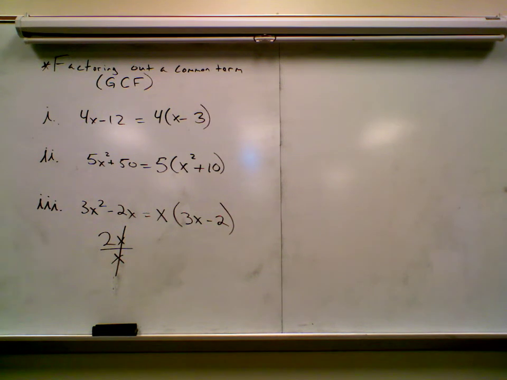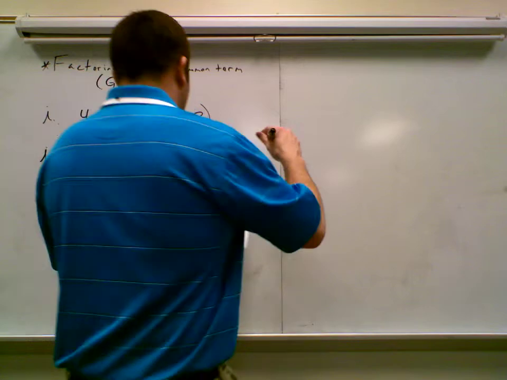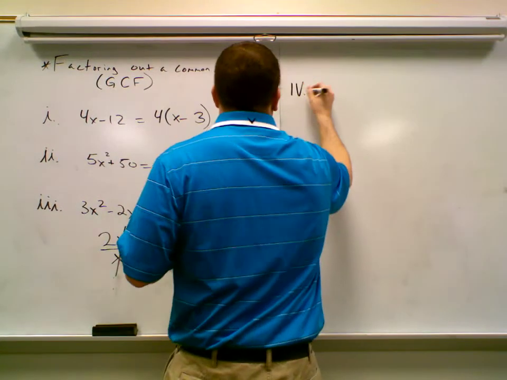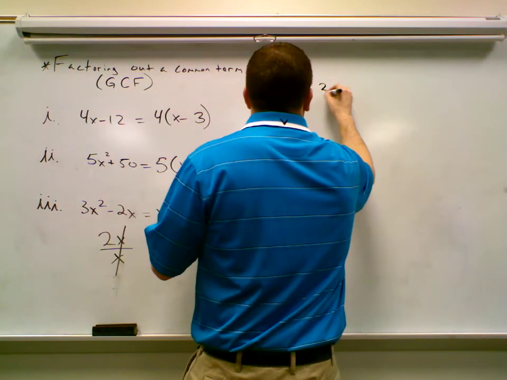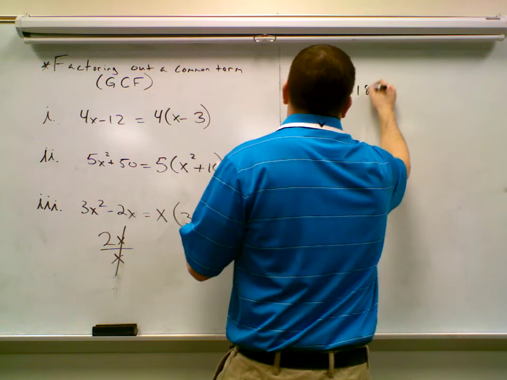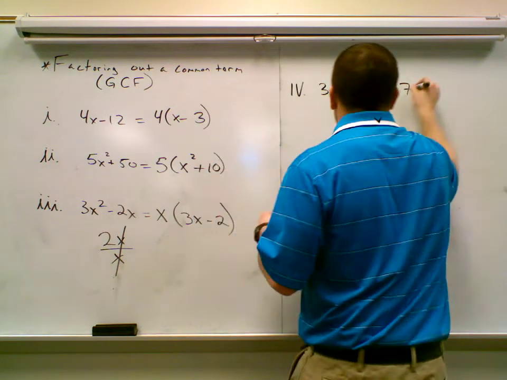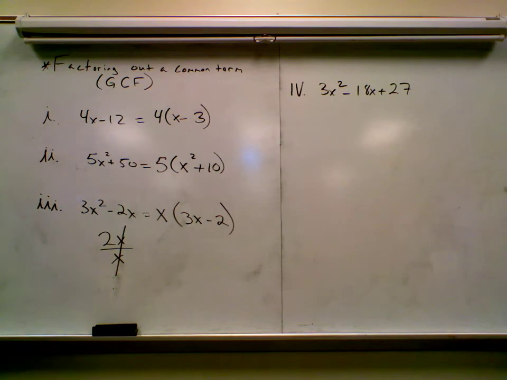Okay. Now, I'm moving onward. IV. 3x squared minus 18x plus 27. Now, you had one like this on your homework. Did anybody try to use the box method for this? Did it work, Bruno? It did? You got the right answer? Okay, you could box it, but it didn't give you the answer I had in my answer.